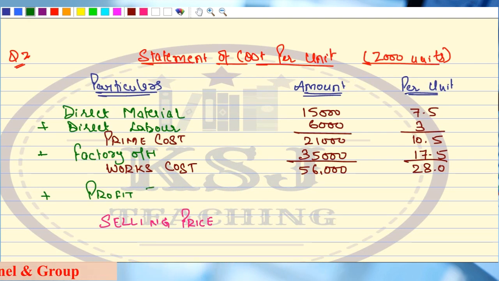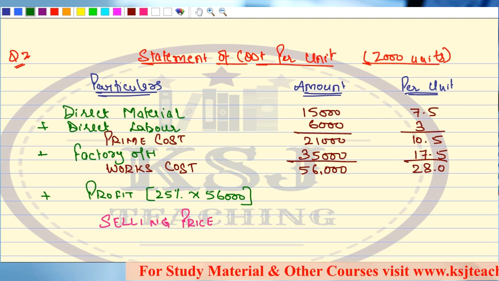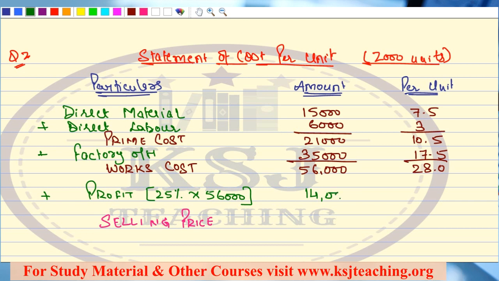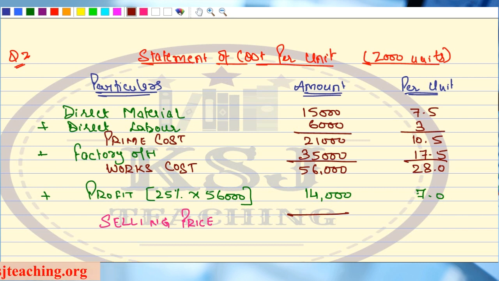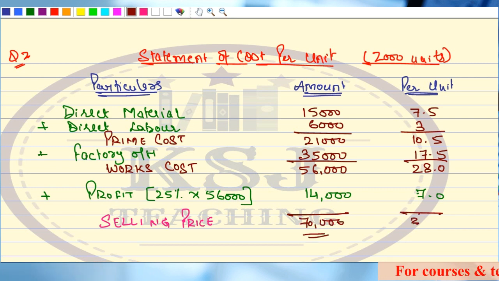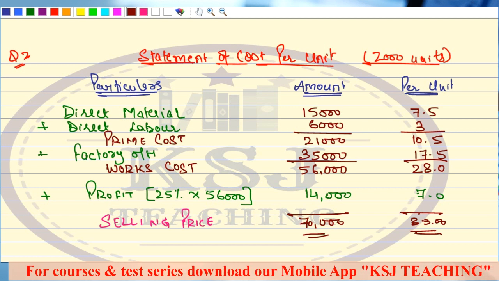So this is 25% of 56,000. Any doubts? So this comes to 14,000 rupees. So what is going to be my selling price? 70,000, right? And here 35 rupees. Now this is what was required: calculate the selling price per unit at 2,000 units.